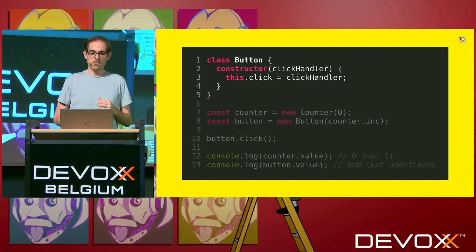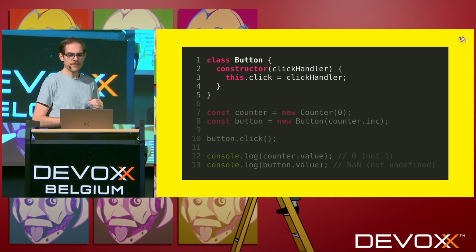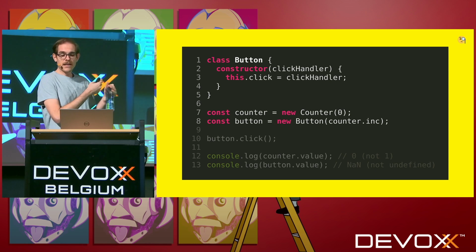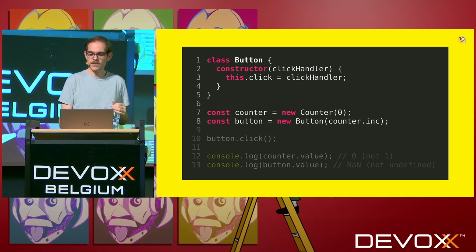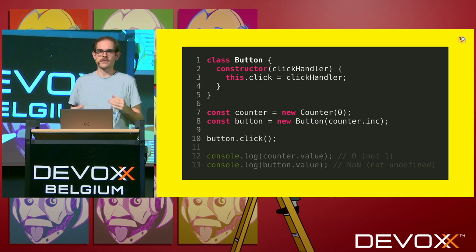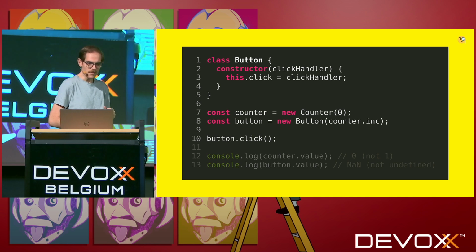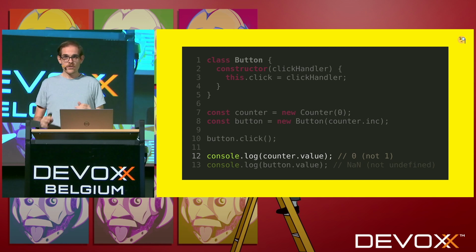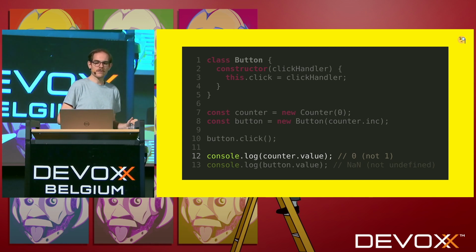Let's say that now we have a button class that just gets a click handler. And we instantiate our counter from before and use it. I use the increment method of the counter as the click handler for the button. So the idea here, of course, is that whenever you click on the button, the counter is incremented. Simple. Okay, if we do this and now look at the counter, it turns out that the counter is not actually incrementing. And if we look at the button instance, we see that it has a value property in it that is not a number.